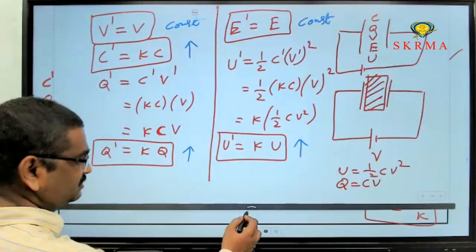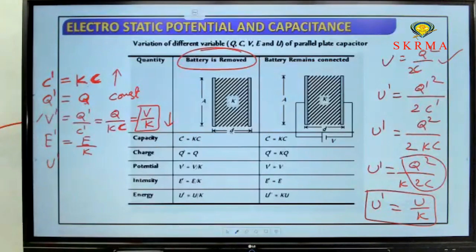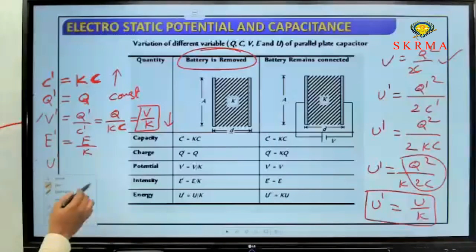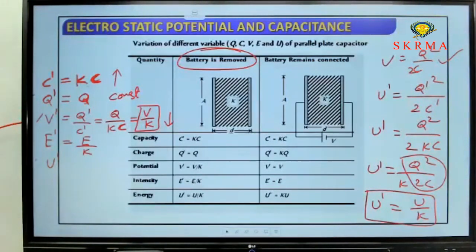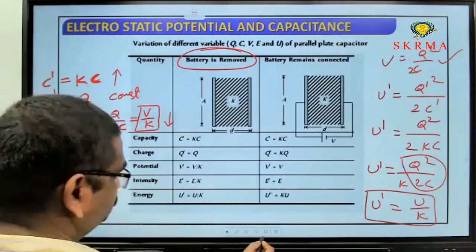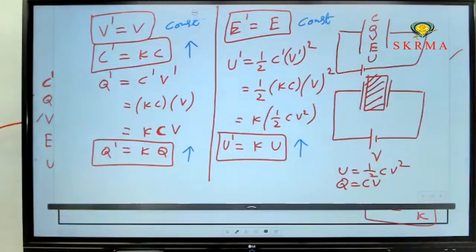So check it once. Check this table for both. Check it once. Is this clear? Just compare these two separately. So just try to learn separately.